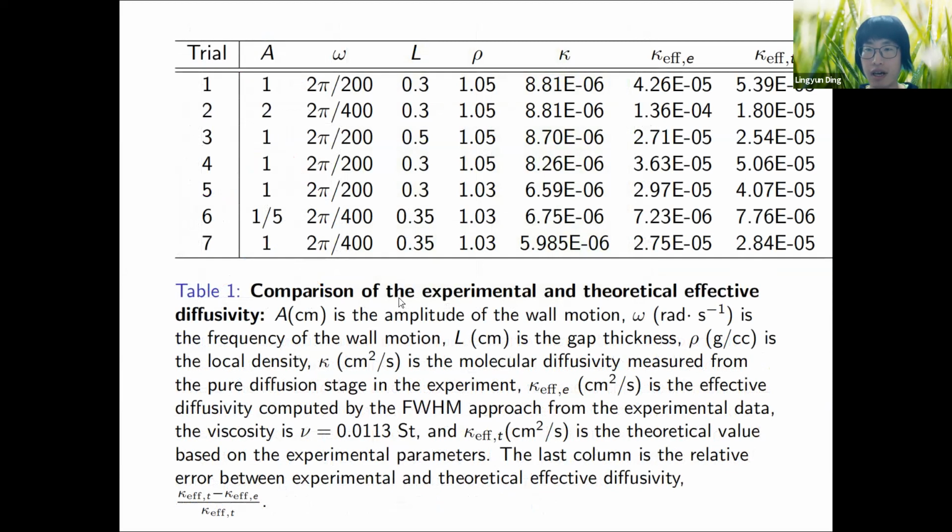Okay, so next, we want to measure the effective diffusivity from the experiment and compare it to the theoretical value. We did many trials and 4 different parameters. And here is the effective diffusivity measured by the experimental method, and this is the theoretical prediction. I think the result is good.